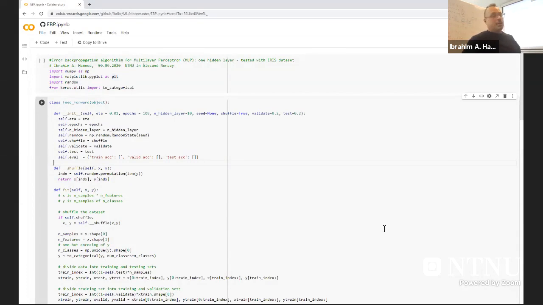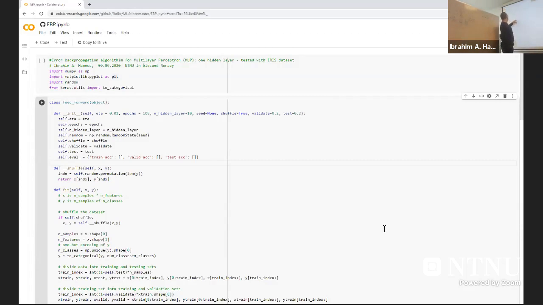Yeah. Okay. So this is the code, in fact. We start by just defining a function. I call it feed forward, and we need to define here eta, the learning rate, number of epochs, number of hidden layers, number of units in the hidden layer, because we have only a single hidden layer. By default, I selected 10, seed, maybe shuffle, validation set, and test set. If you have your data, maybe 20% will be used for testing, 20% will be used for validation, so what remains, 60%, will be used for training.